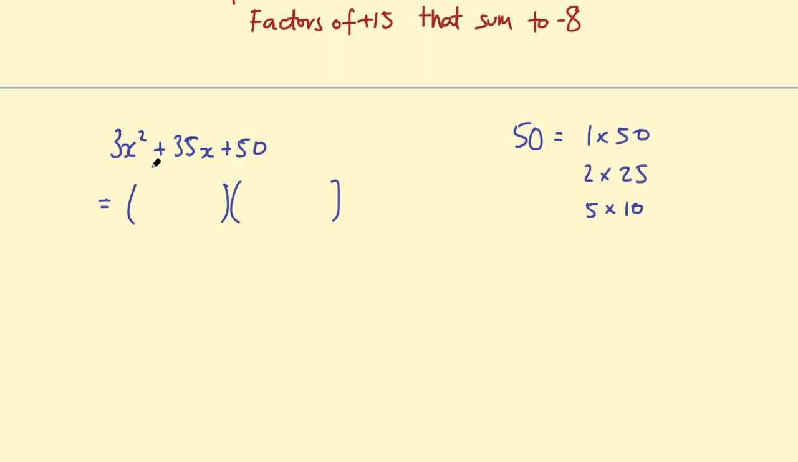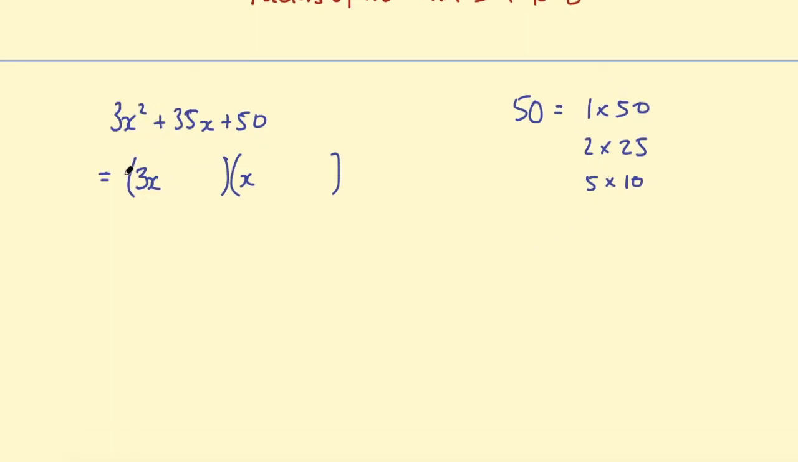So the only two factors of 3 are 3 and 1. So I can write these factors in 3x and x. They multiply to make 3x squared. And one of these factors needs to be multiplied by 3, because when we expand these brackets out again, one of those factors will be multiplied by 3, and they need to sum to 35.